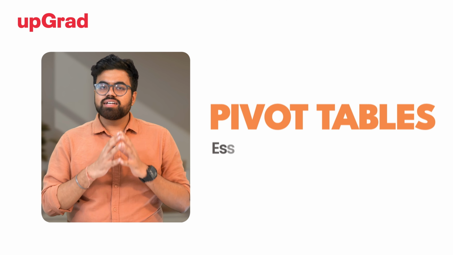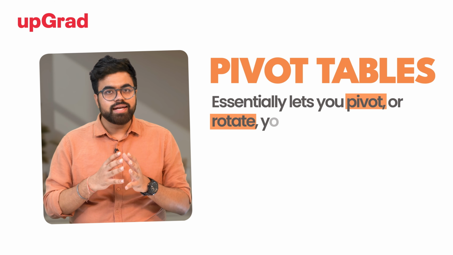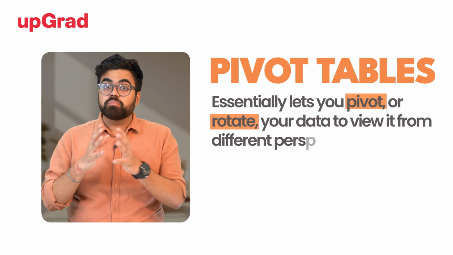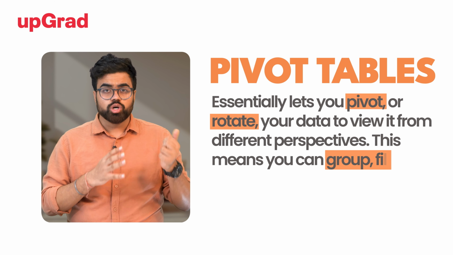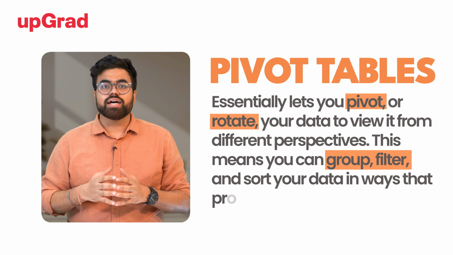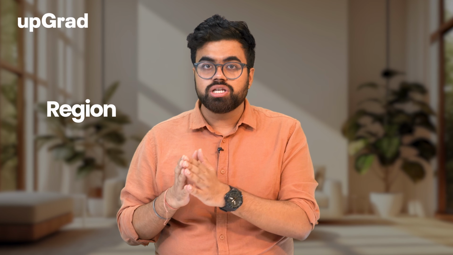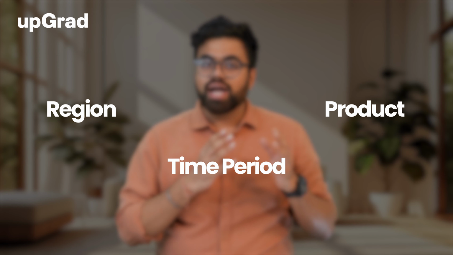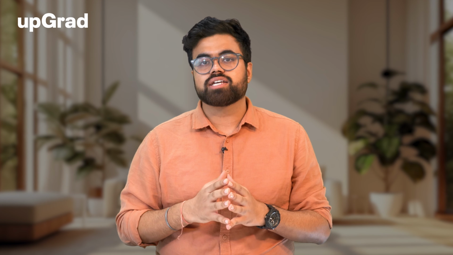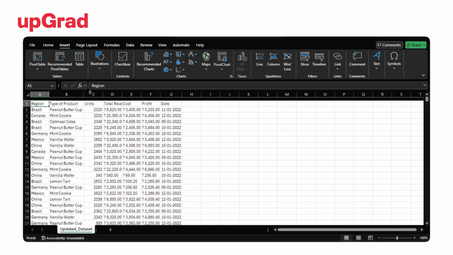Now, let's dive into pivot tables. A pivot table essentially lets you pivot or rotate your data to view it from different perspectives. This means you can group, filter, and sort your data in ways that provide meaningful insights. For example, you can easily aggregate sales data by region, product, or time period to identify where your highest sales are coming from.